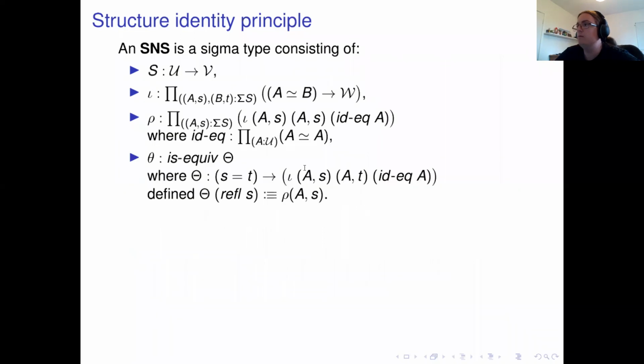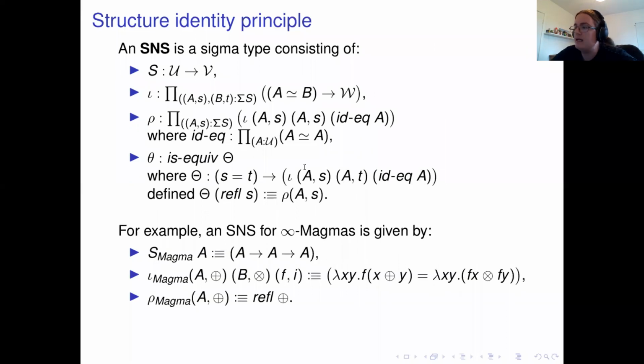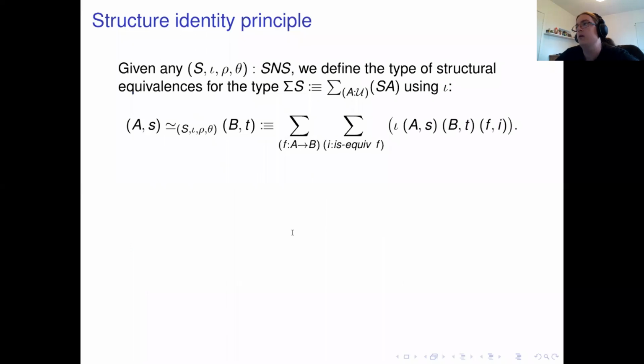So, for example, the SNS for infinity magmas, the structure specification is just a binary operation on the type A, on the underlying type. The iota just says that the equivalence between the types is also a magma homomorphism. And the rho is trivial. And I've left out the theta here, but it's equally easy to construct, I would say.